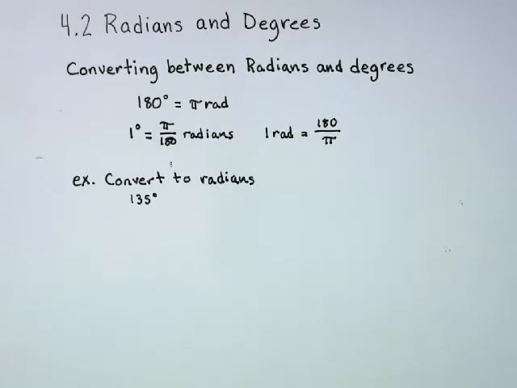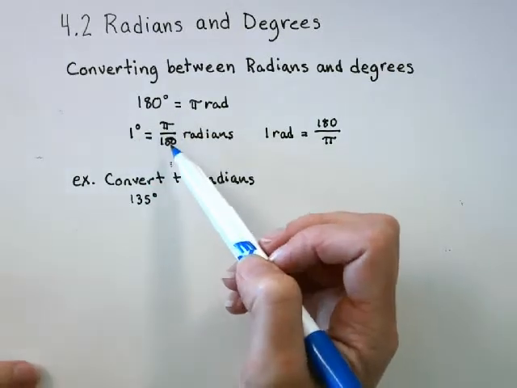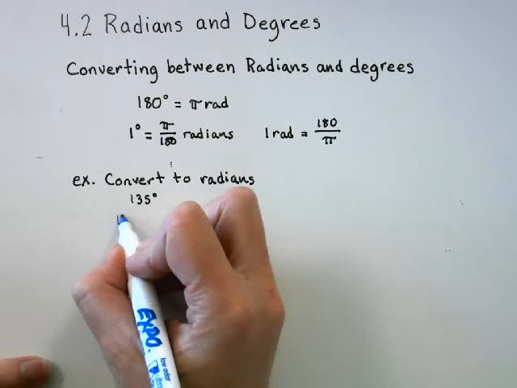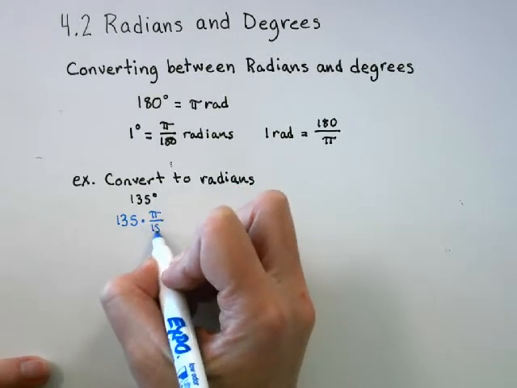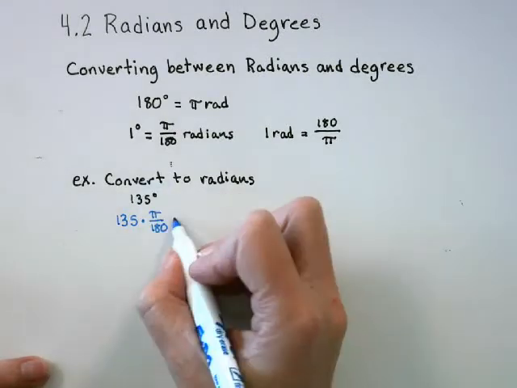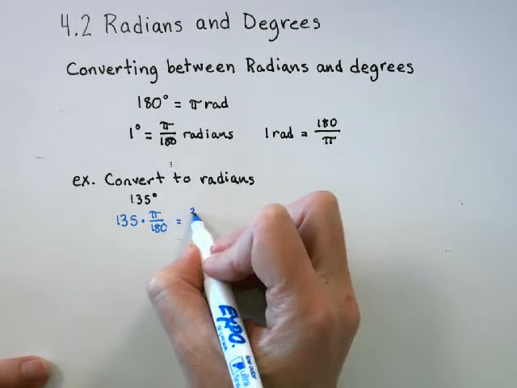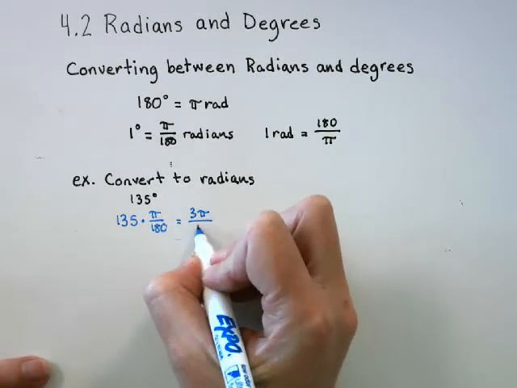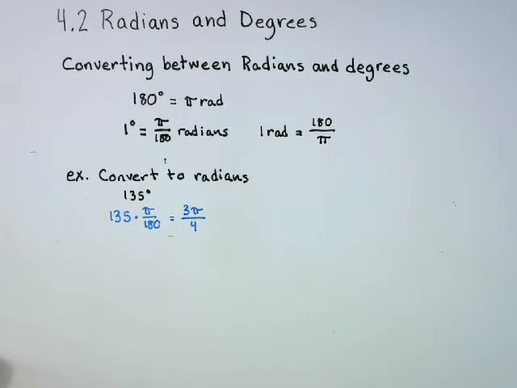So let's do an example. We're going to convert to radians. So 135 degrees, if 1 degree equals pi over 180 radians, then we will multiply 135 by pi over 180 and then reduce the fraction. This is going to end up being 3 pi over 4. And it is one of our unit circle values, so that should make sense.